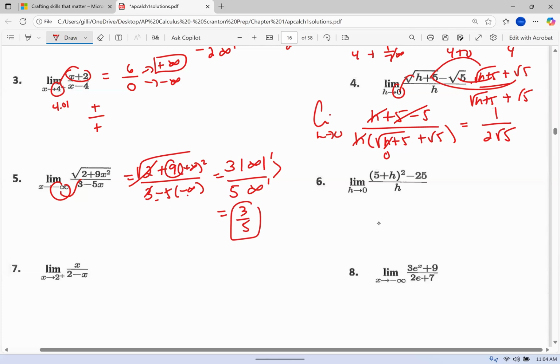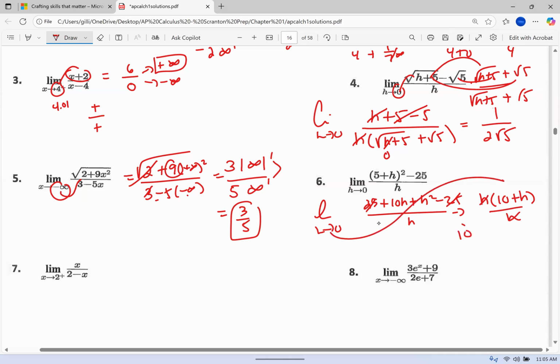Over here, if I replace h with 0, I will get 5 squared is 25, minus 25 is 0, over 0. I'm just going to FOIL that out and get 25 plus 10h plus h squared minus 25, all over h. The 25s will add to 0, and I still have 0 over 0, but I'm going to factor out an h from the top. I'm going to let h go to 0, and I'll get an answer of 10.